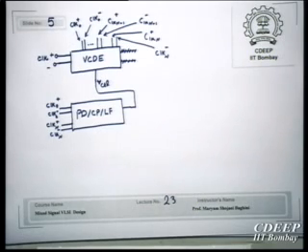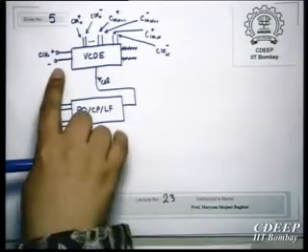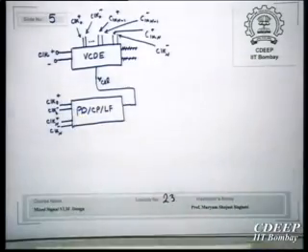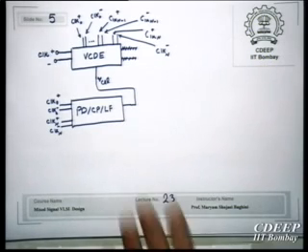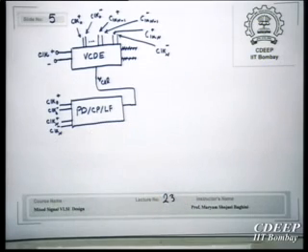And here again, if you notice, we have only one input. So again, the same analysis that we had is applicable. So its order will depend on the order of this loop filter. If you use just one capacitor, then it will be first order.